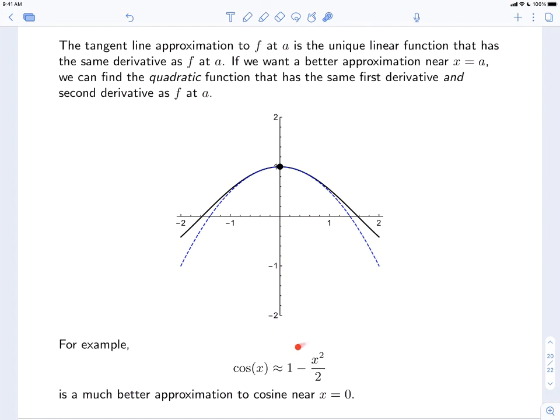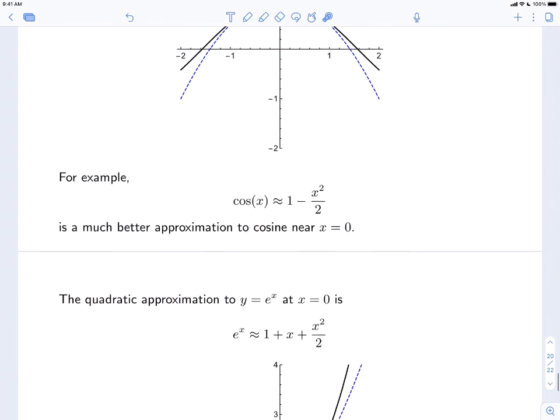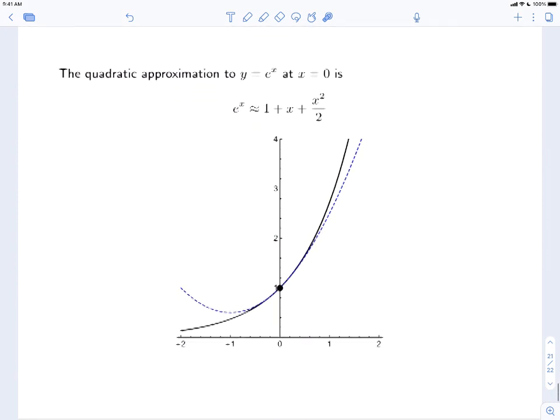You can show that this quadratic function, 1 minus x squared over 2, has both the same first derivative and second derivative as cosine of x. And that's why it hugs the curve much better than just the tangent line did. We can do this with other functions.